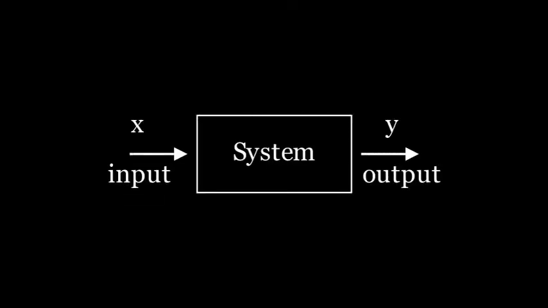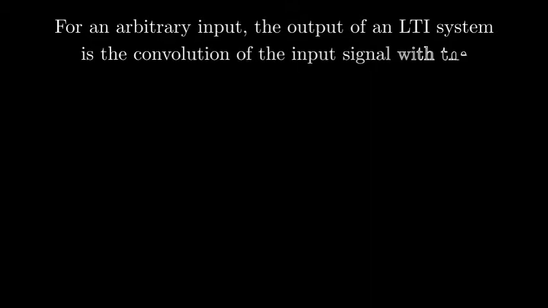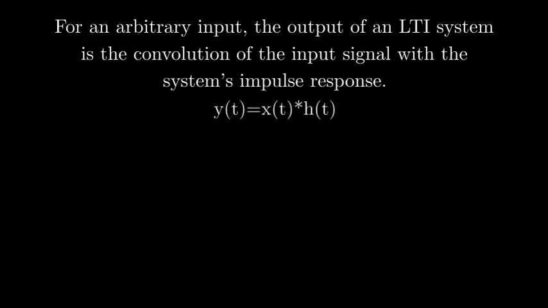Suppose we have a system that accepts x as input and its corresponding output is y. The output of that LTI system, its input, and the system impulse response are related by a mathematical operation called convolution. So y of t, the output, is given by x of t, the input, convolved with h of t, the impulse response. So we need to know what an LTI system is, what convolution is, and what impulse response is.